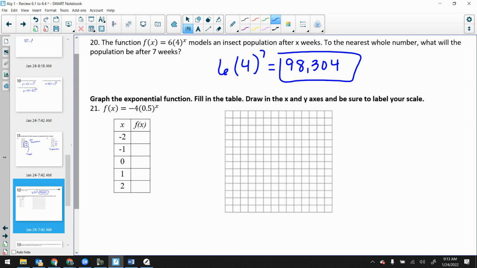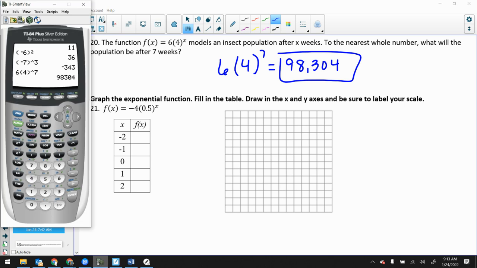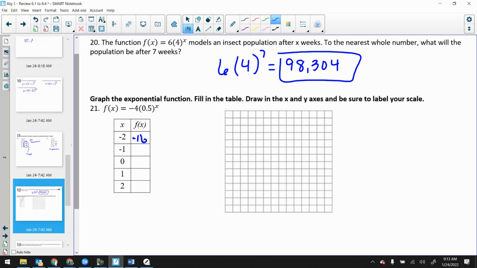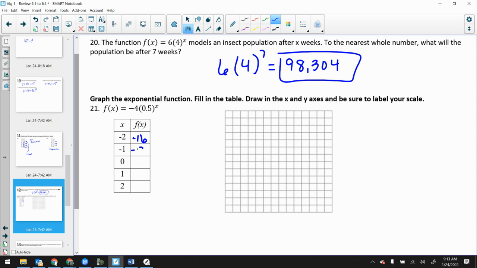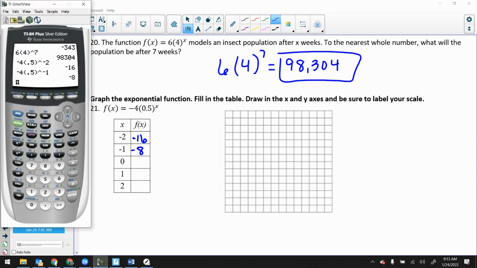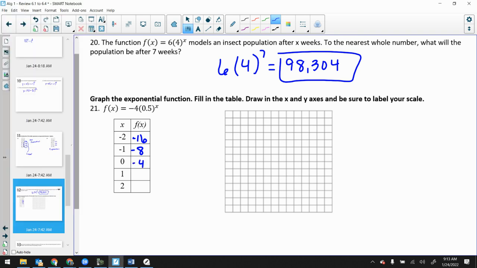Number 21 here. Okay, all I'm asking you to do is just graph. So we got negative 4 times 0.5 raised to the negative second. Looks like it's negative 16. Same thing raised to the negative first power. Looks like it's negative 8. Raised to the 0 power, it's negative 4. Now notice the pattern, it's dividing by 2 each time, right?